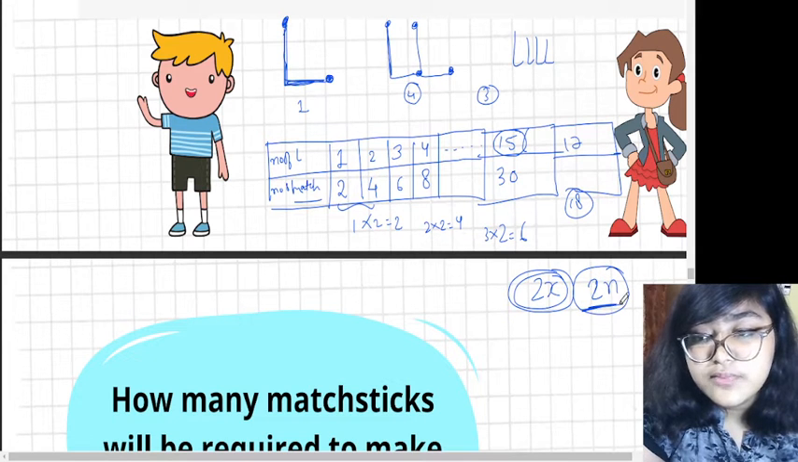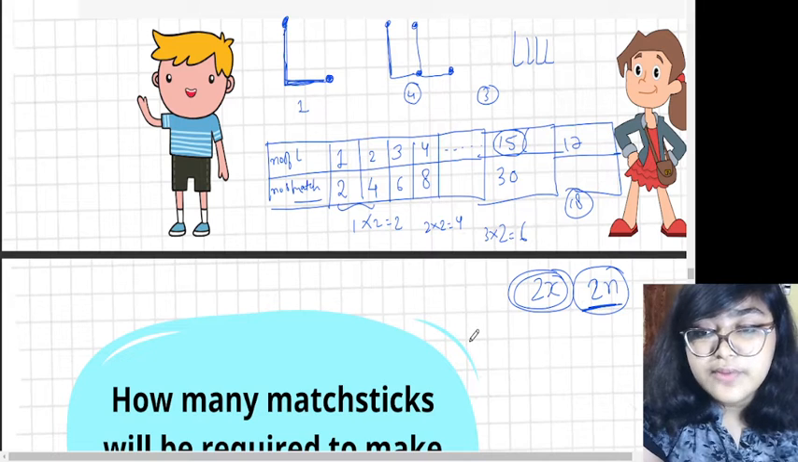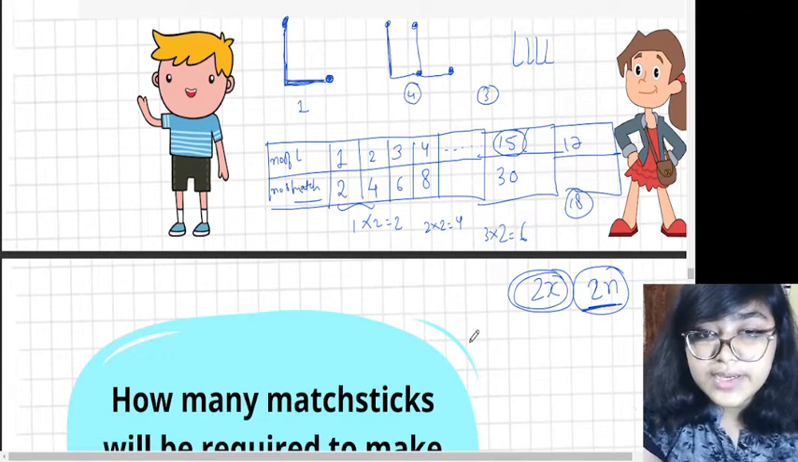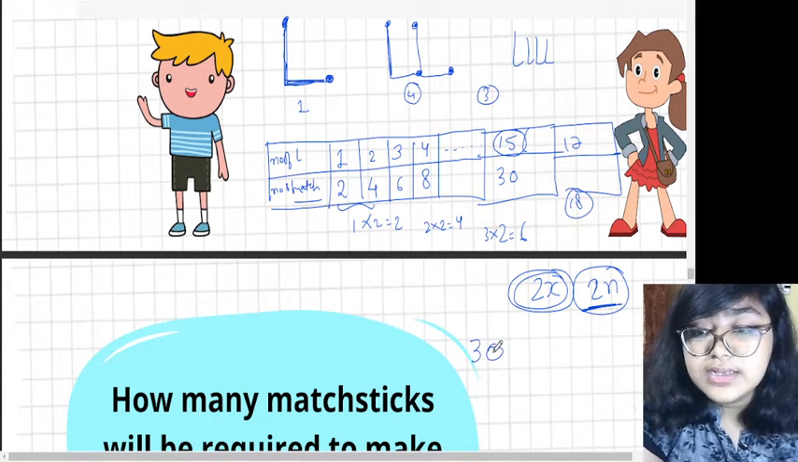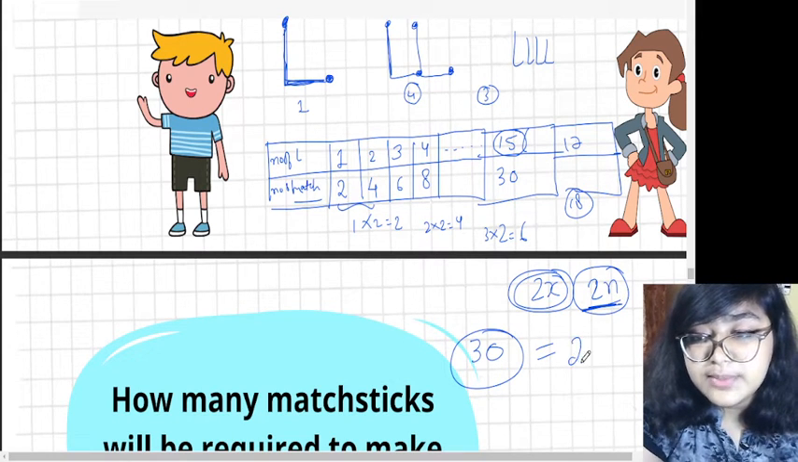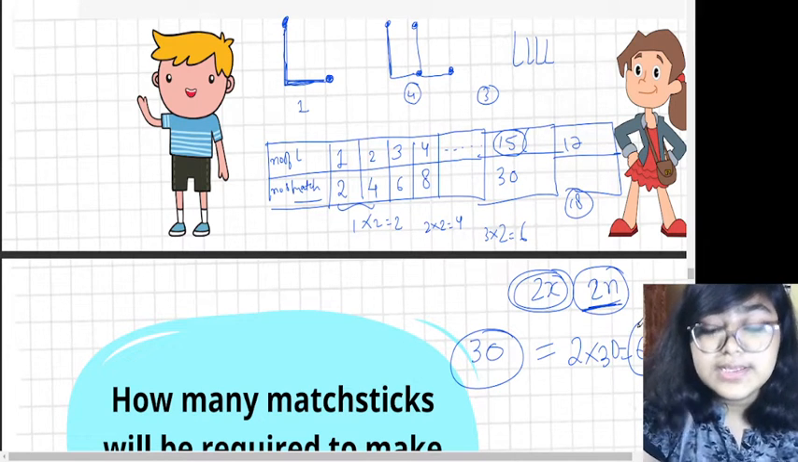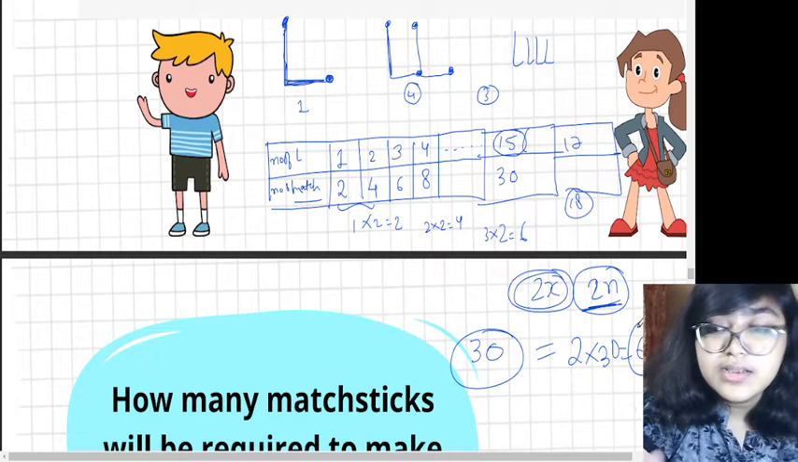For example, if I ask you how many matchsticks are required to make 30 Ls, you will directly put it in that equation and tell me 2 into 30 which is 60. So 60 matchsticks are required to make 30 Ls, right?